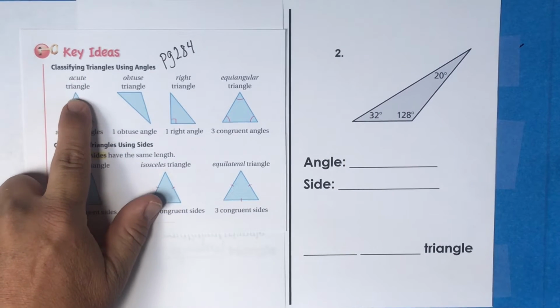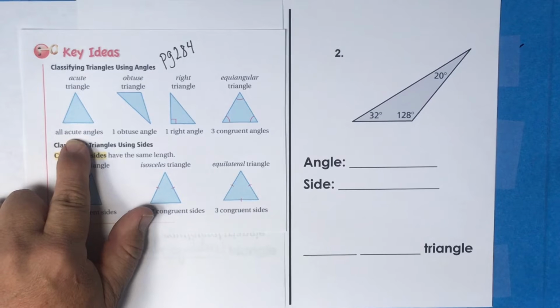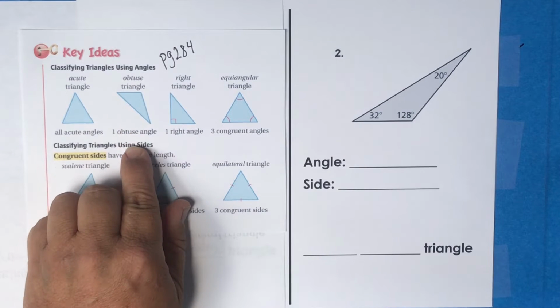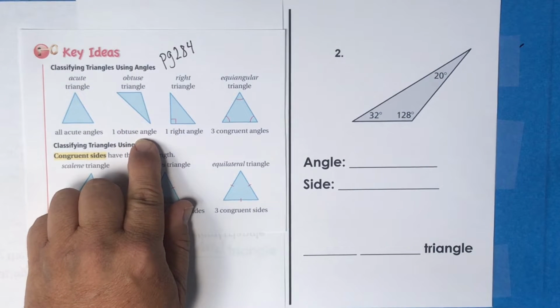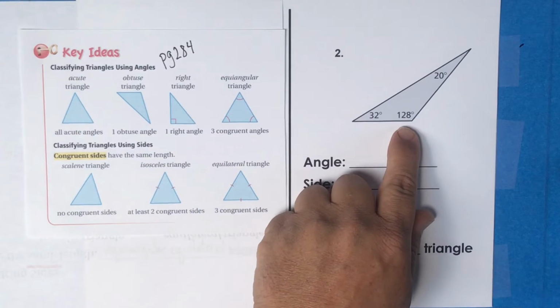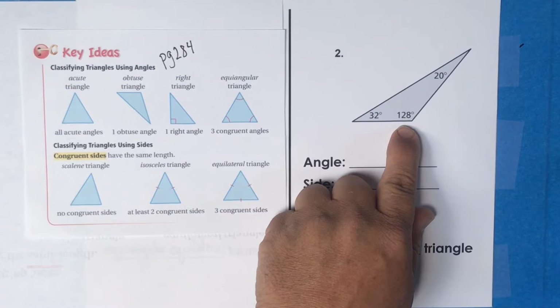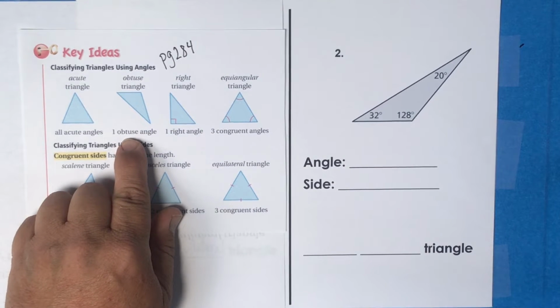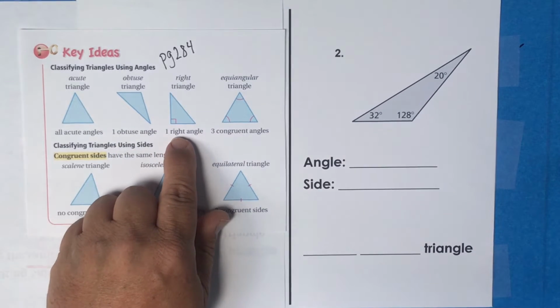So right off the bat, I know it's not an acute triangle because they are not all less than 90 degrees. One of them is more than 90 degrees. Obtuse triangle. It has 1 obtuse angle. And again, an obtuse angle is greater than 90 degrees, but less than 180 degrees. And right here I see that it's 128 degrees, which lets me know, you know what, I think that's going to be an obtuse triangle. But let's continue to make sure.